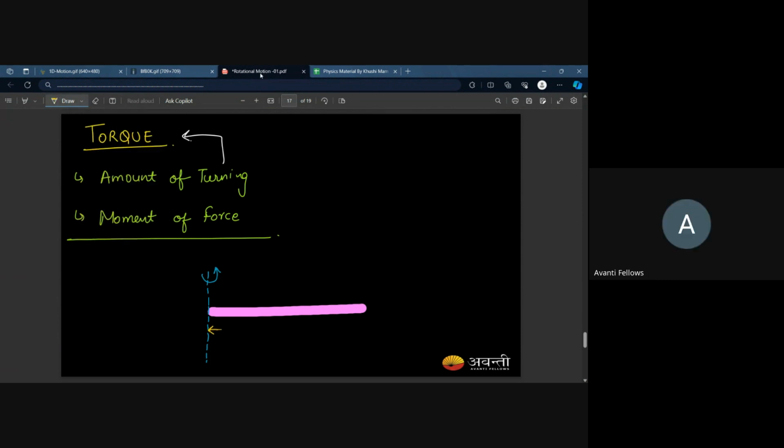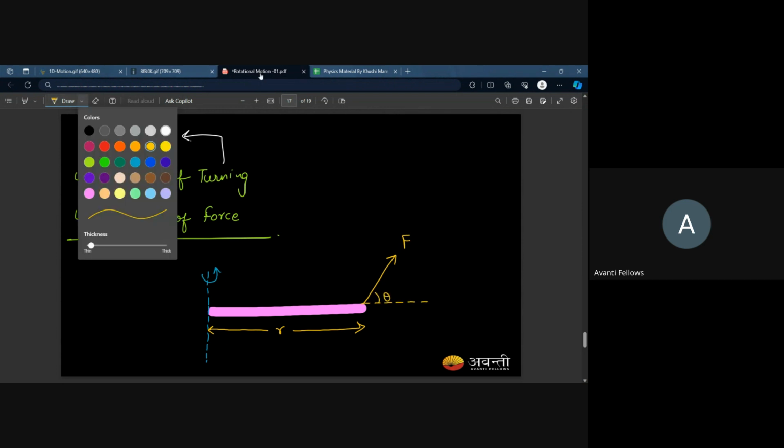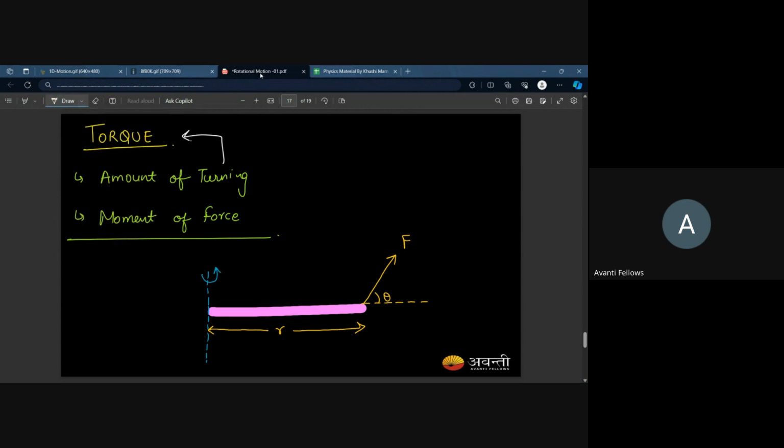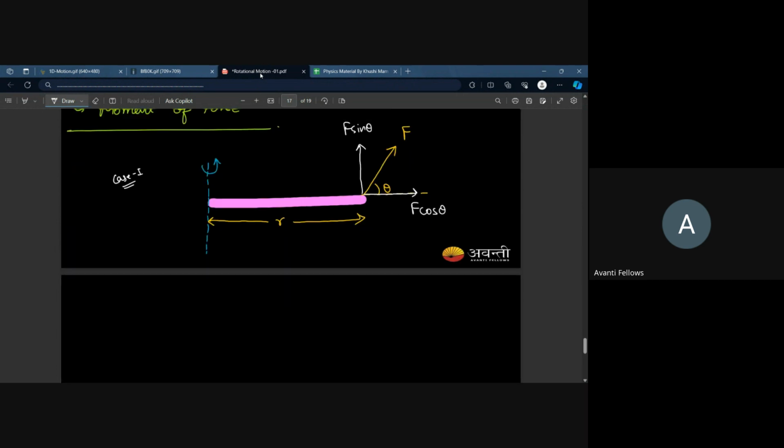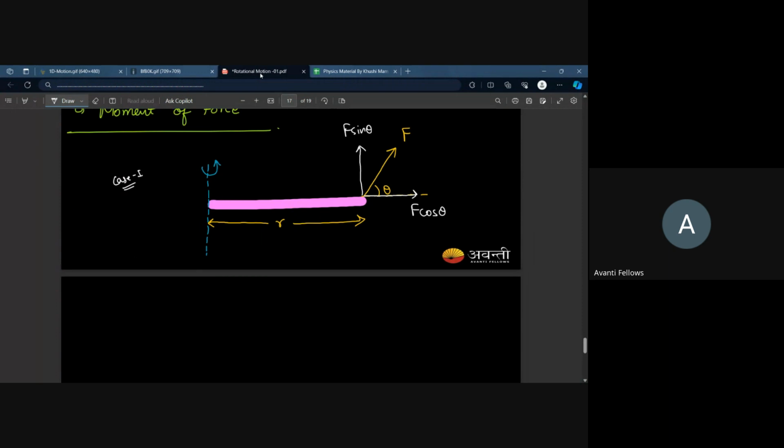Let's say this is of length R and you have applied a force F in this direction. It is making some angle theta with the horizontal and I want you to calculate the torque. So you would say, ma'am, either we can resolve this force or we can resolve this R. In the first case, we are dealing with resolution of force. So we can write it as F cos theta and F sin theta, right? Follow?